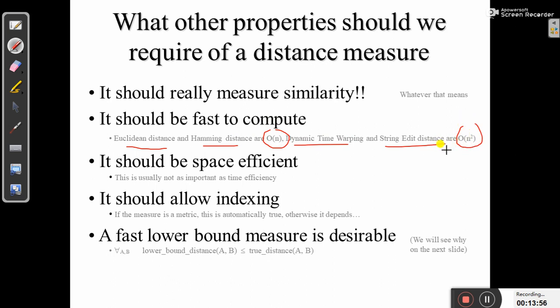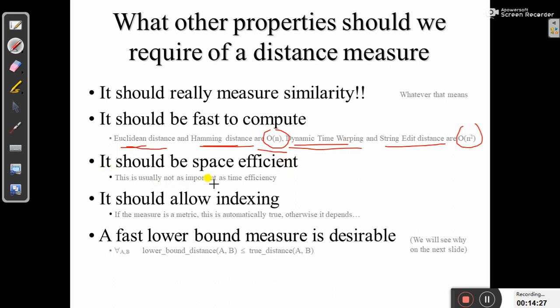So the point is that any distance measure function needs to be fast, otherwise it will take too much time. The complexity of Euclidean distance and Hamming distance is O of n, and the complexity of dynamic time warping is O of n squared. So we should not create distance measure functions that take more time while calculating. It should be space efficient.